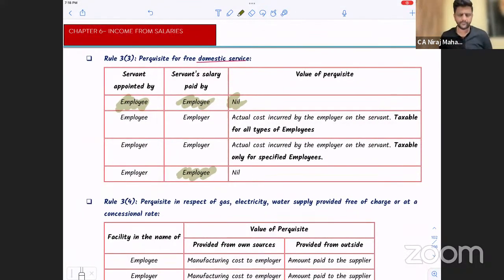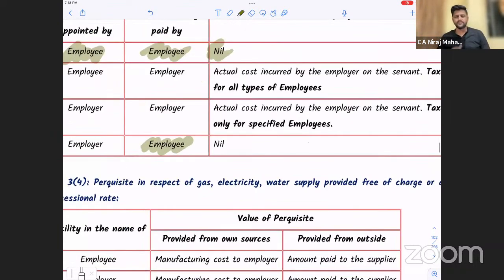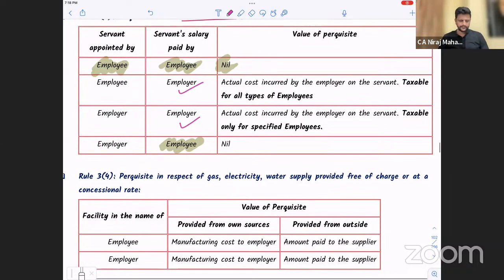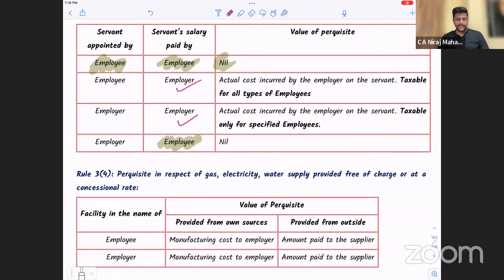The servant is either appointed by the employer or chosen and appointed by the employee. But if the employer pays the servant's salary, then that is a benefit to the employee. So what is the value of the perquisite now? The actual cost incurred by the employer on the servant. It is taxable for all types of employees when the servant is appointed by the employee but paid by the employer.